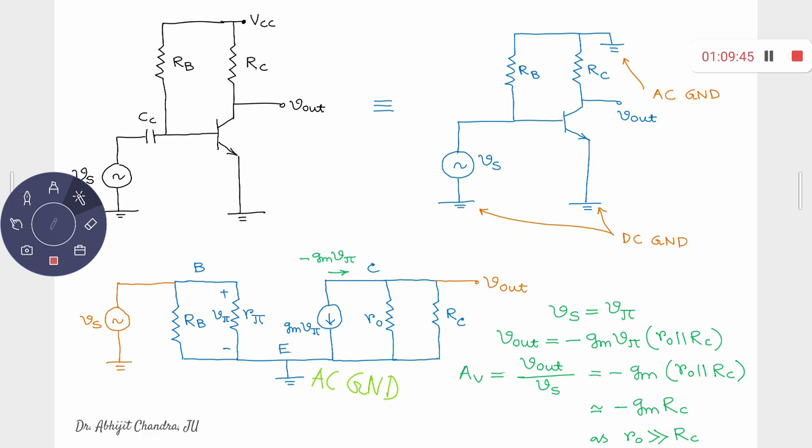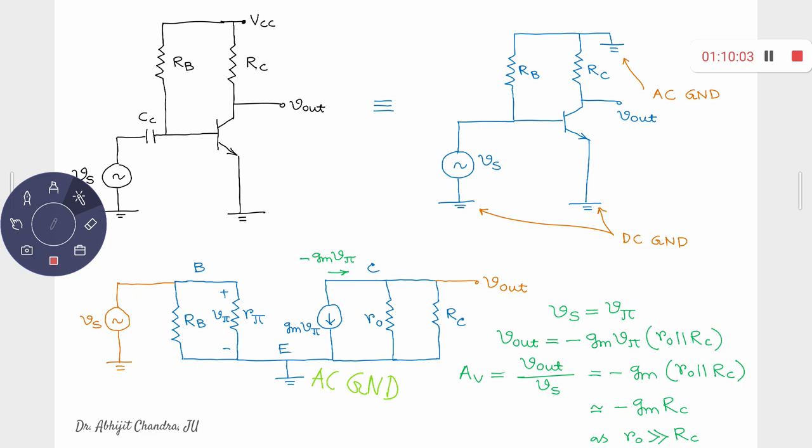Okay, so what do you find here? Vs and V pi, these two voltages are the same, because we have not considered any source resistance for the input signal source. So there is no drop. So Vs and V pi are the same.